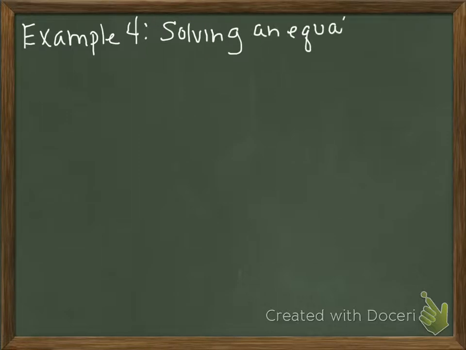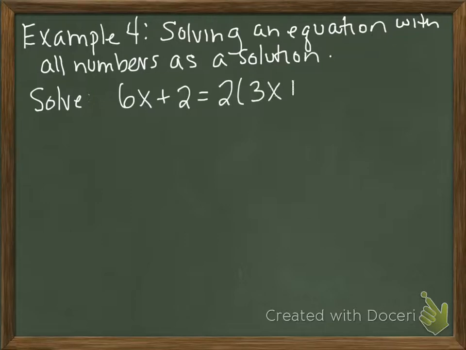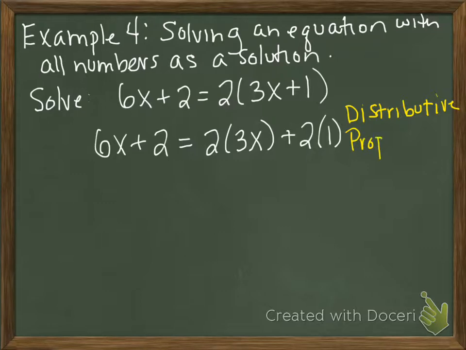So now for example 4, we're going to solve an equation with all numbers as the solution. So we have 6x plus 2 equals 2 times the quantity 3x plus 1. Again, we're going to simplify by using our distributive property. So we have 2 times 3x plus 2 times 1. So we have 6x plus 2 equals 6x plus 2.